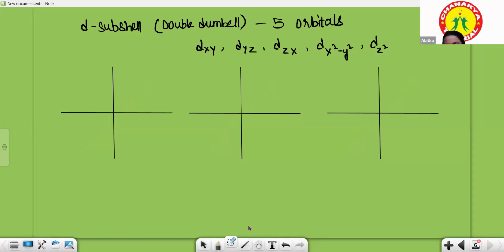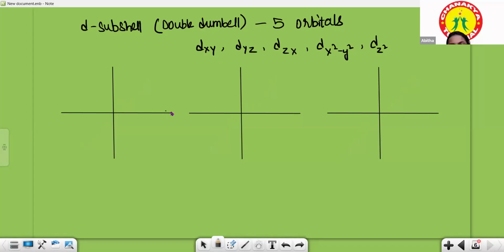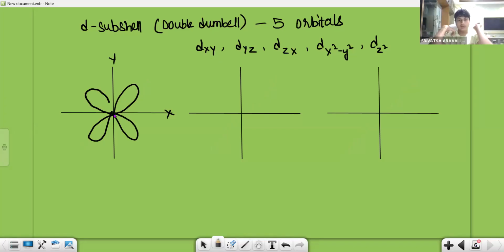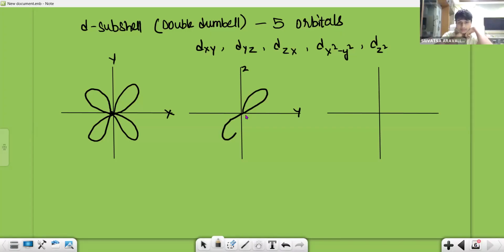In dxy, can you see the shape here, xy? XY means both the x-axis and y-axis, so this is in between the axis. In between x and y axis, you can find a lobe. That's what it is, a double dumbbell. And in between y and z, you can find a lobe.